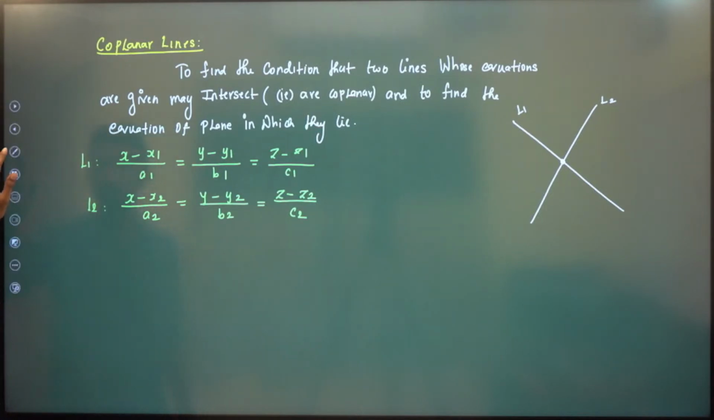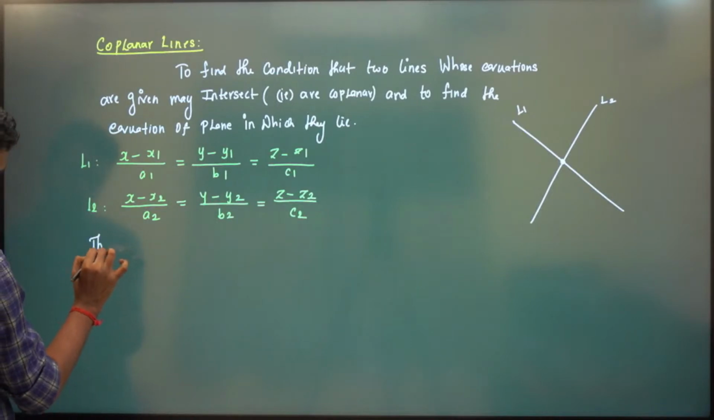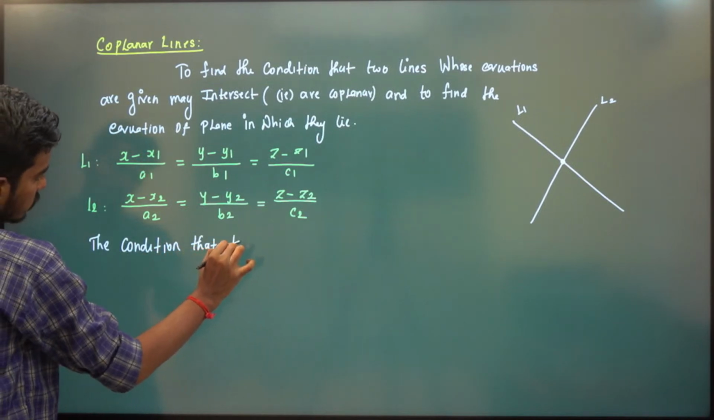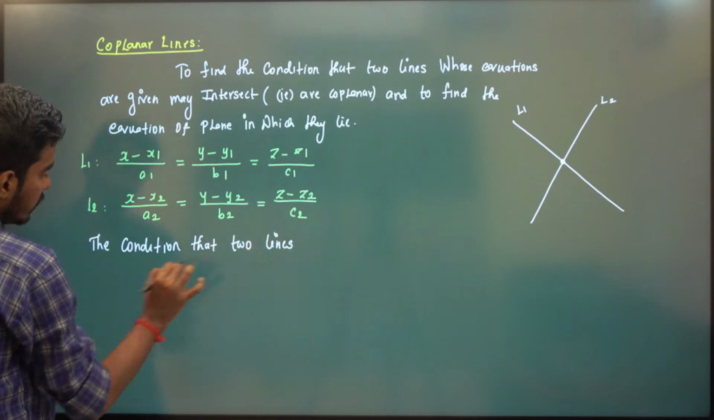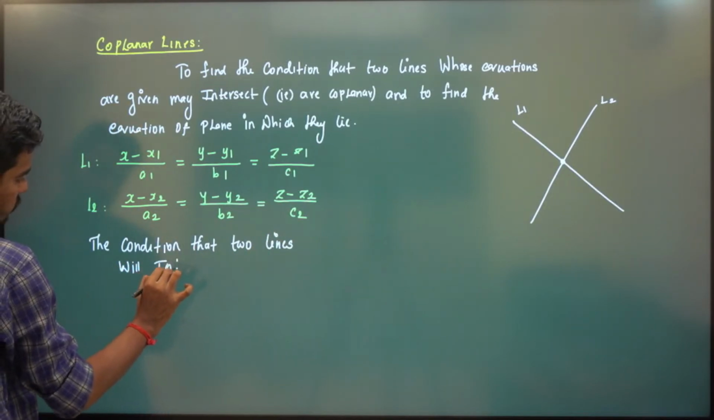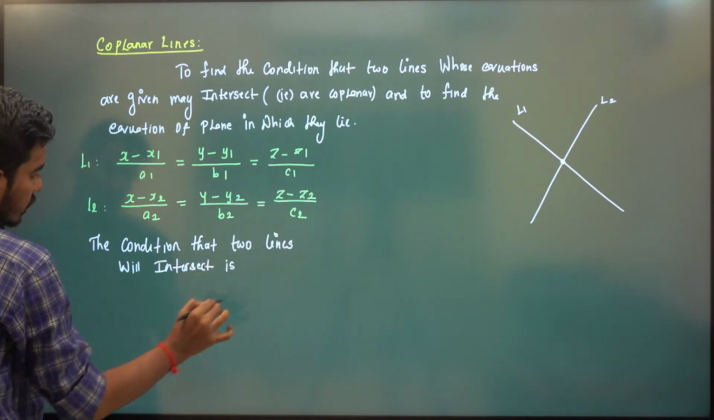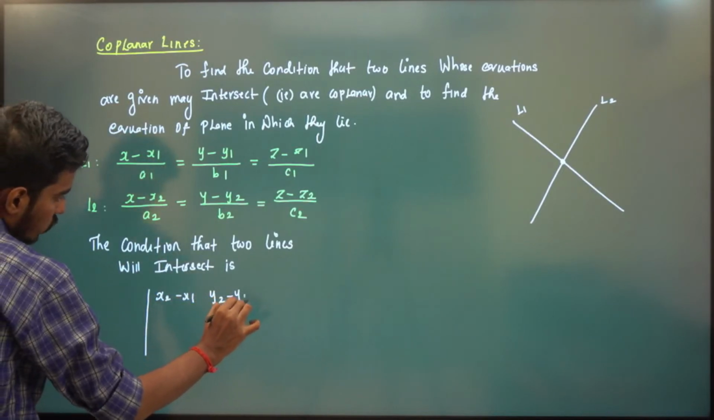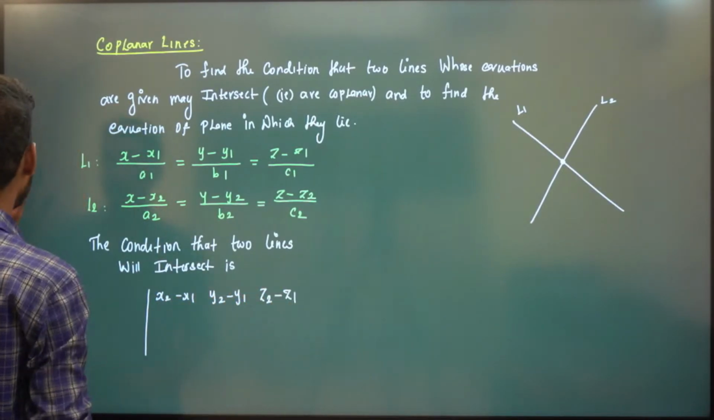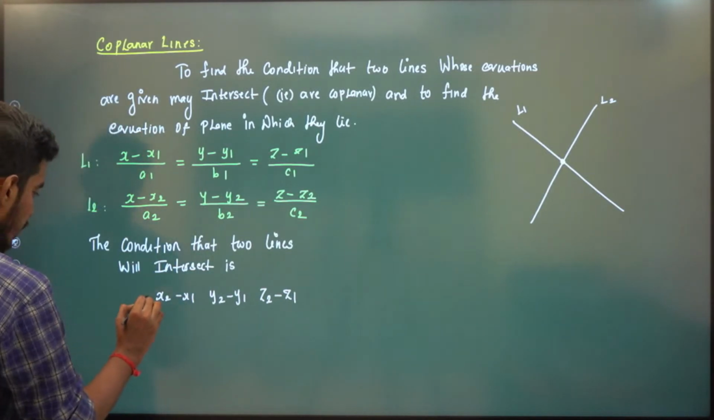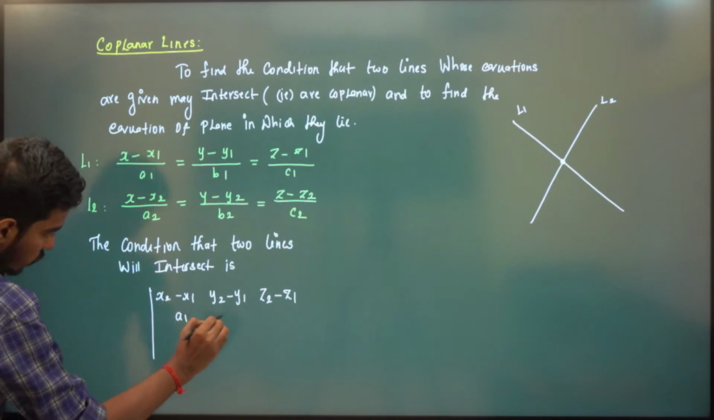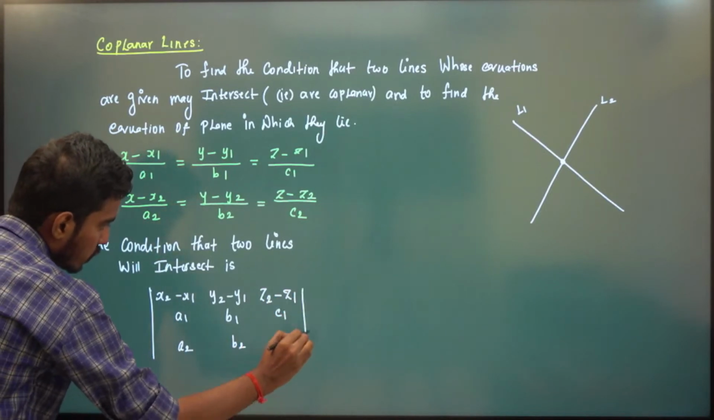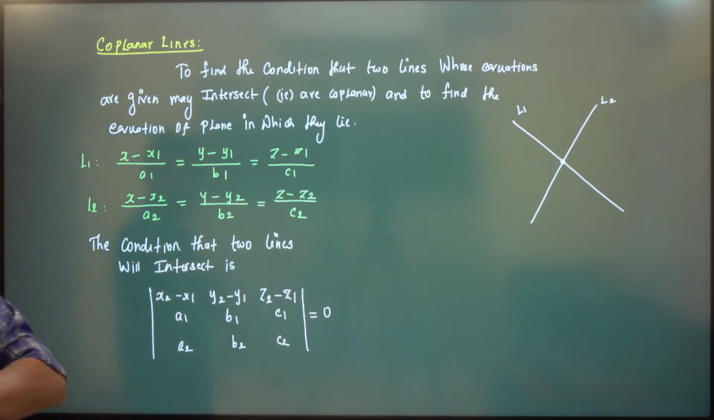Now the condition that the two given lines will intersect is given by the determinant with rows x2 minus x1, y2 minus y1, z2 minus z1; a1, b1, c1; a2, b2, c2, equal to 0.